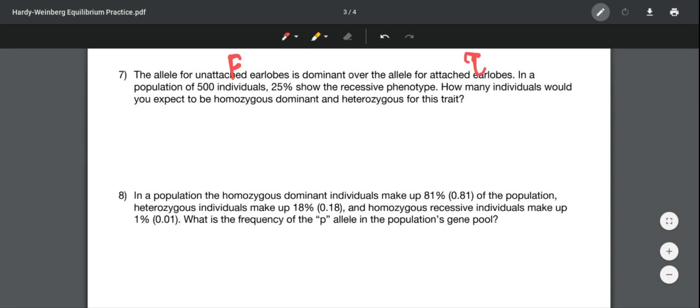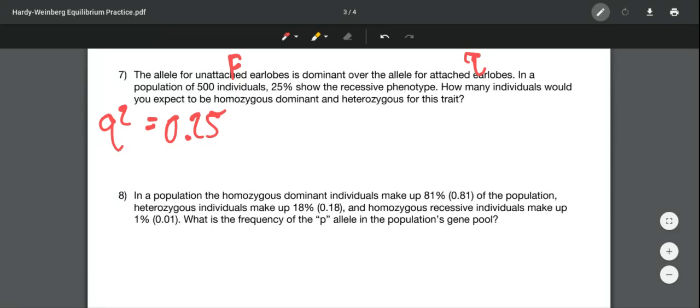In a population of 500 individuals, 25% of the population show the recessive phenotype. Right? So to be recessive, they would have to have the two recessive alleles, so what we just figured out there is that Q squared is 25%. How many individuals would you expect out of the 500 to be homozygous dominant and heterozygous?